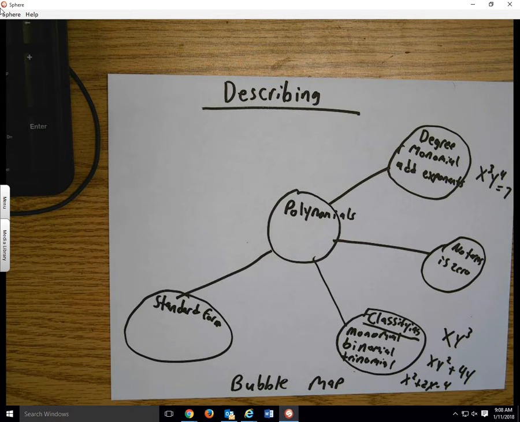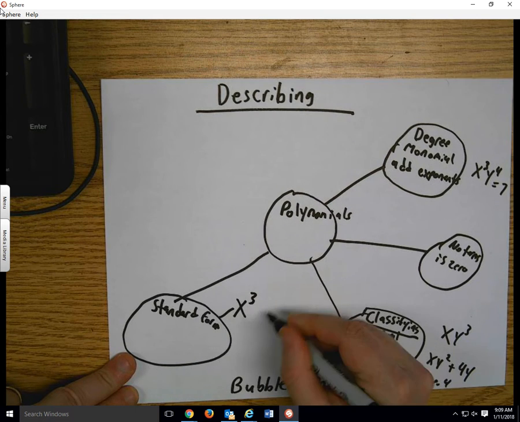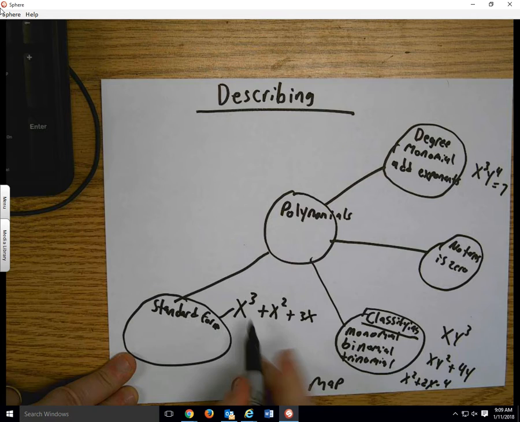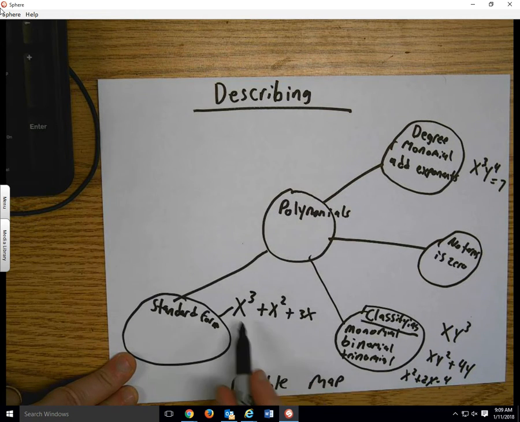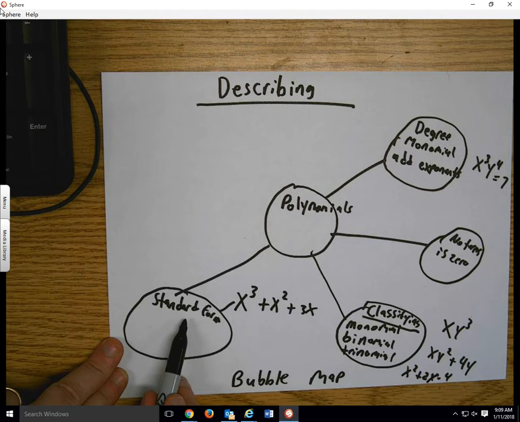So a polynomial in one variable is in standard form when the exponents of the terms decrease from left to right. So standard form would be something like this: x to the third plus x squared plus 3x. You see how it's getting smaller? It's declining as it goes. You guys see what I mean? 3, 2, 1. That's in standard form.